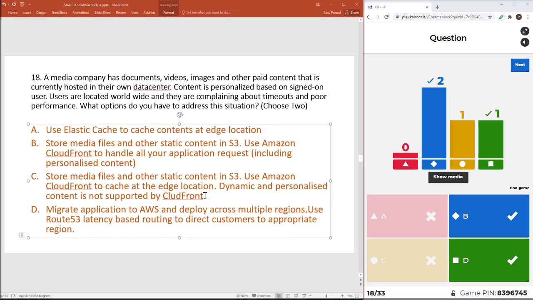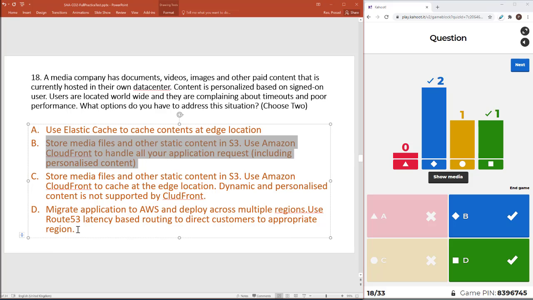Through CloudFront, you can always have the dynamic content also cached, and also you can have the signed URLs. Option D, migrate your application to AWS. Yes, you can do that, and deploy across multiple regions. If you deploy it in multiple regions, then your users will be able to reach the application which is closest to them. And then you can use Route 53 to route the request to the lowest latency. So designing it in a more cloud native way, the best way I would say is B.